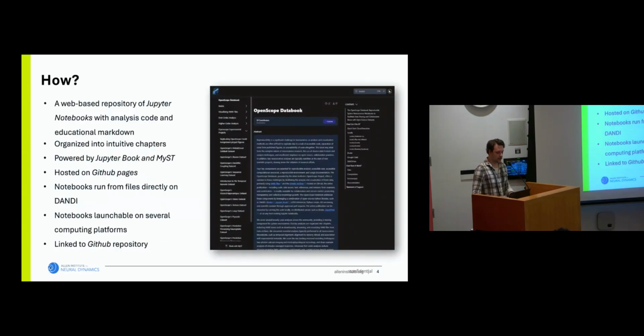The OpenScope DataBook, it's just a repository of Jupyter notebooks. It's basically a website. It contains Markdown chapters. It's powered by MyST behind the scenes, and it's hosted for free on GitHub Pages. And then you can run the notebooks, and they run from files directly on DANDI. So like I said, you could plug in something else from an Allen Institute dataset, and in general, it would work.